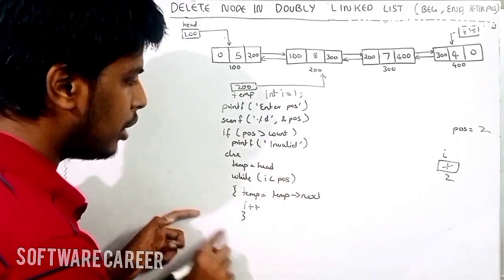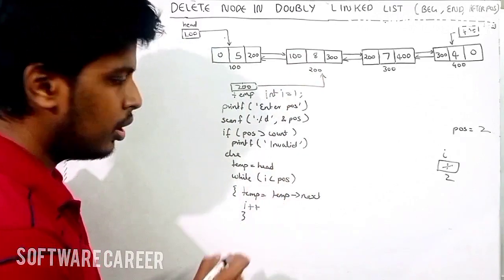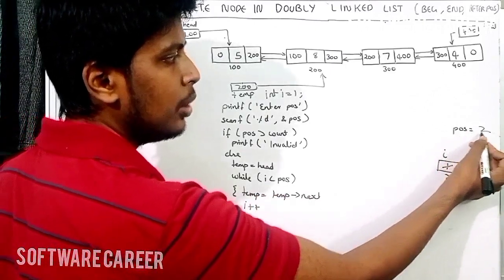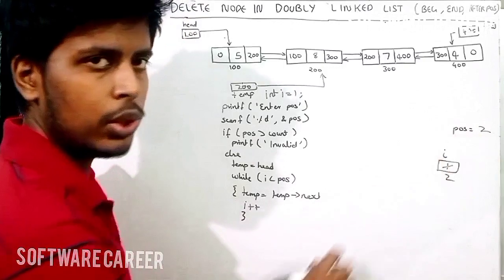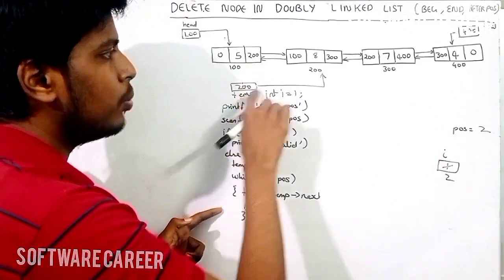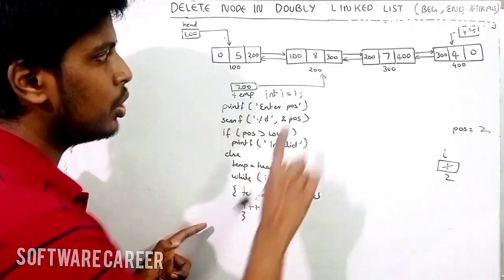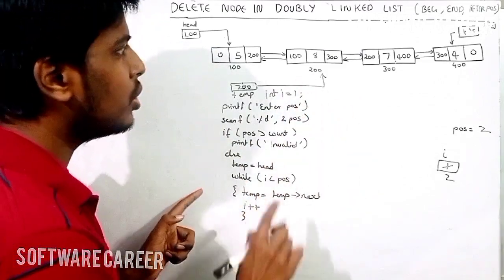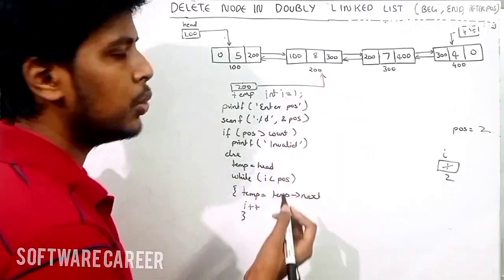Now see, now again go back and check this while condition. While whether I is less than position, I is 2. 2 is not less than position 2 because they are both equal. So it does not enter into this statement, that is temp pointer does not move one step forward again. So it stops here. That's why I am writing this while condition. Now temp is pointing at 200.